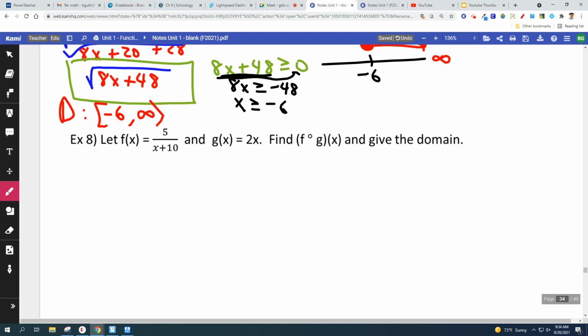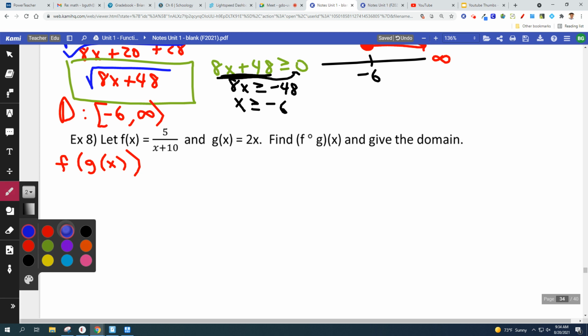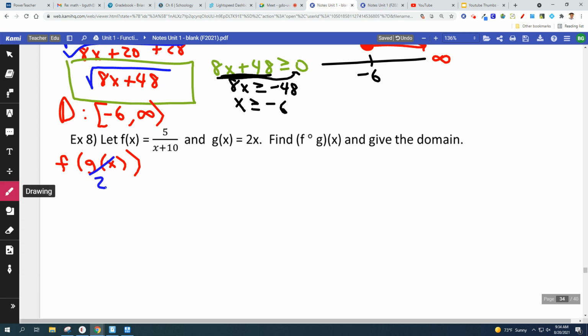Last one, another composition. Find f of g of x, and give its domain. So we know g of x. G of x is 2x. So we want f of 2x. We're plugging 2x into the function. That's what a composition is. Function in a function. So f is the function that does this: 5 over something plus 10. F is the function that does that. But we're plugging in a 2x.